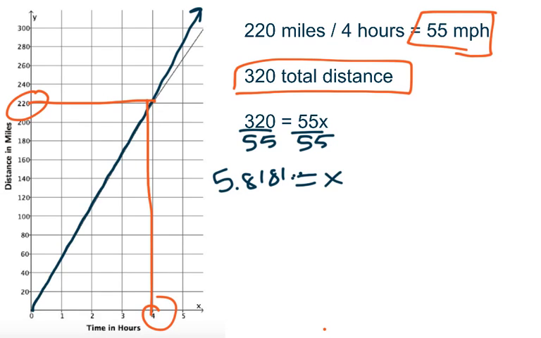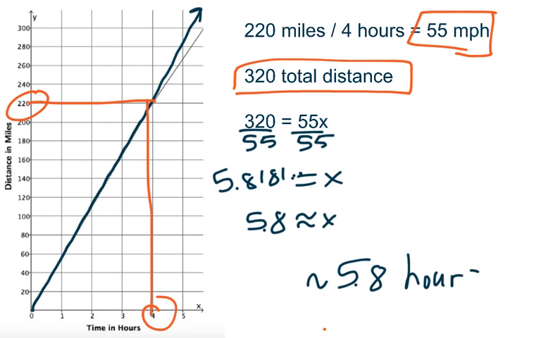5.8181... So we're going to say x is approximately equal to 5.8. So if the train had not slowed down, it would have reached its destination in about 5.8 hours.